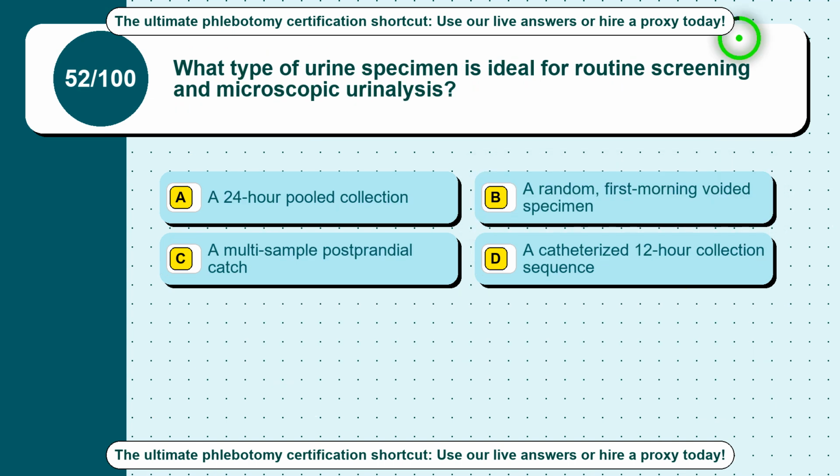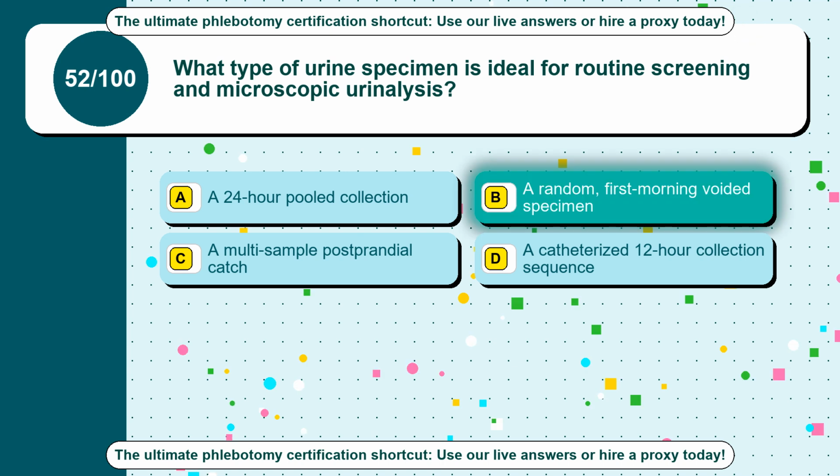Question 52. What type of urine specimen is ideal for routine screening and microscopic urinalysis? Option A, 24-hour pooled collection. Option B, a random, first morning voided specimen. Option C, a multisample postprandial catch. Option D, a catheterized 12-hour collection sequence.